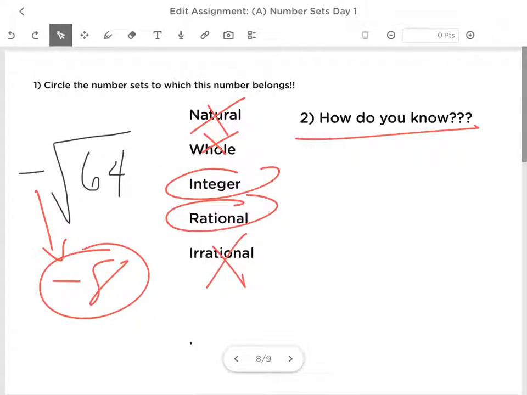Okay? If you have questions, please ask. A little bit of homework today. It's very similar to this. A couple sentences at the bottom of it as well.